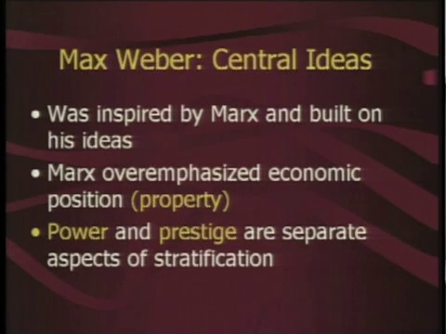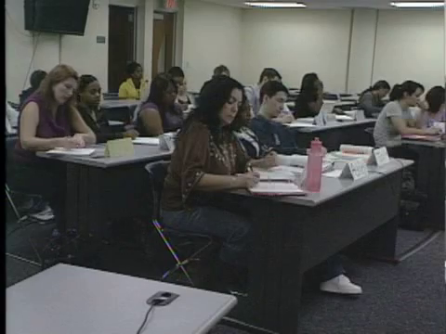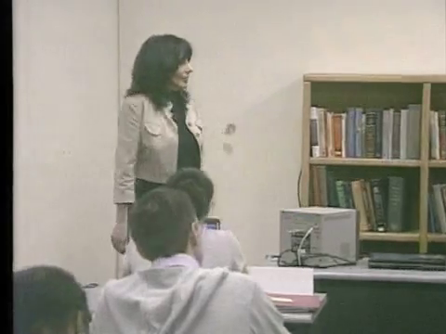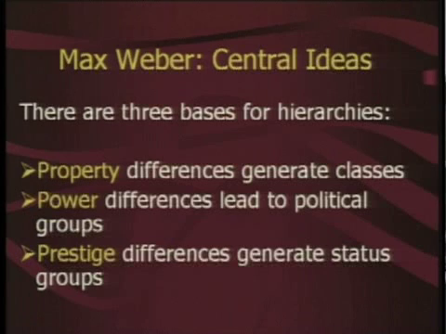What are they? Property, everybody, use your mics. Property, power, and prestige. Okay. What he says is that there are different bases for these hierarchies. In other words, property differences generate social classes. This is Weberian thinking. He said, however, you can also have people who do not have property that have power differences based on their political groups. Differences in power lead to different political affiliations.